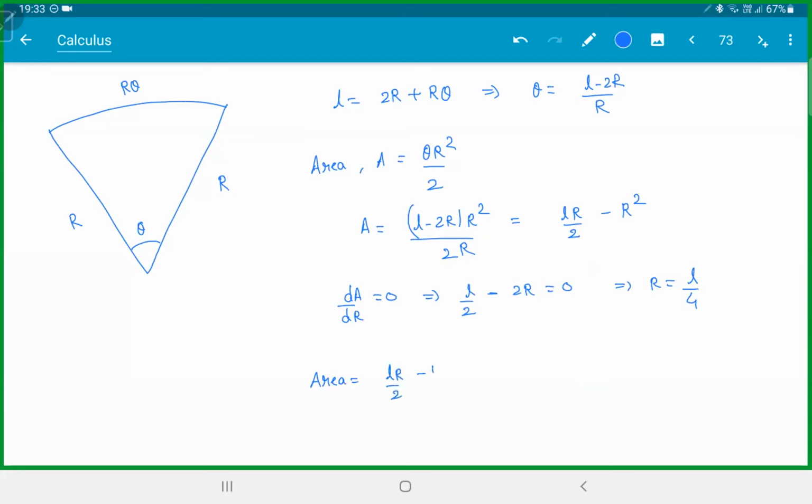LR by 2 minus R square. So put L by 4 here. L by 2 into L by 4 minus L square by 16 is L square by 16. Check. Maximum area is L square by 16.